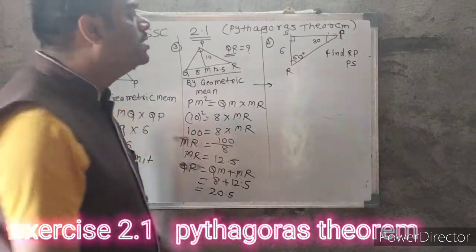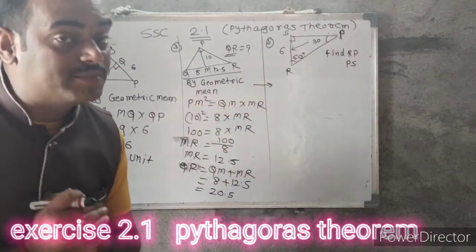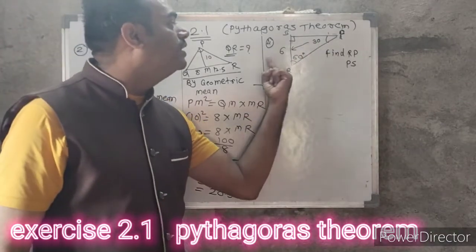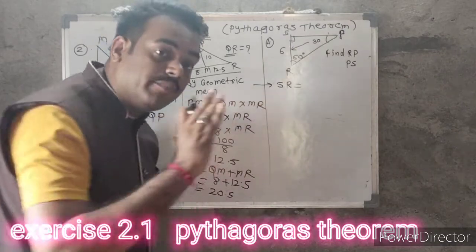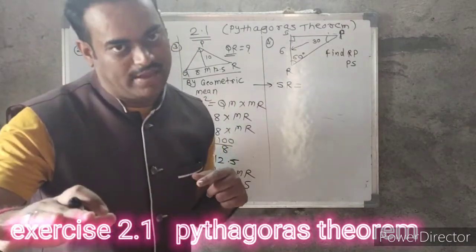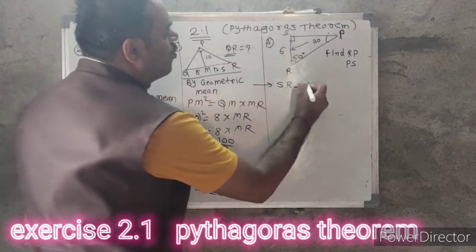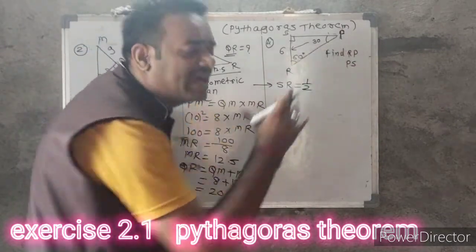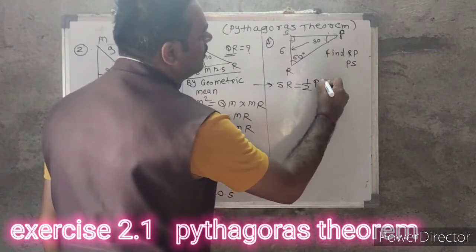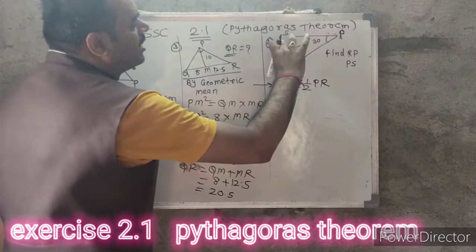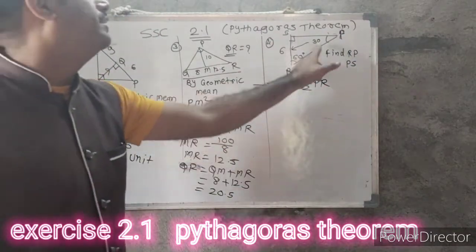Which ones? Just see. The side in front of the 30 degree angle. What am I saying? The side opposite to 30 means what? Yes sir, it is always half of the hypotenuse. If your hypotenuse is 10, then it will be 5. So here 1 upon 2. What is the hypotenuse? The largest side of the triangle. So here PR. Okay. So SR is equal to half of the PR. That is the first formula for the 30 degree angle.